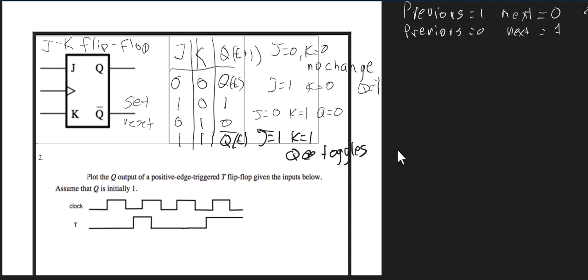So it toggles from what it was before. So if it was a 0 before, it becomes a 1. If it was a 1 before, it becomes a 0. Okay, any questions on that?